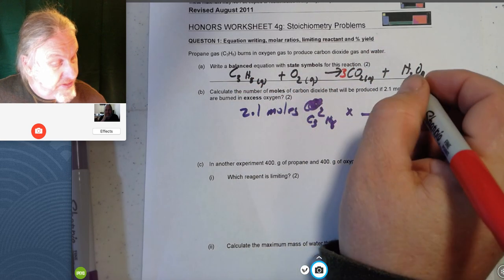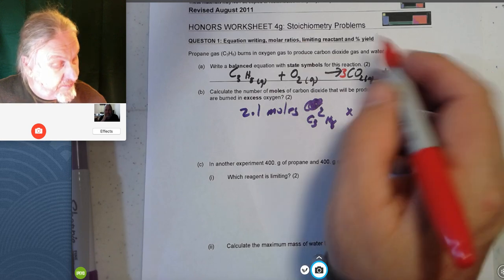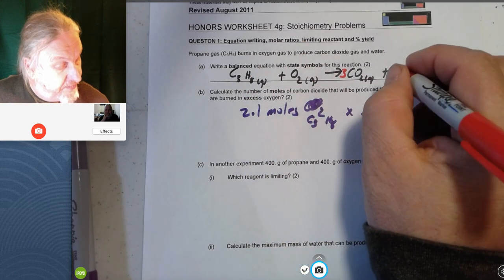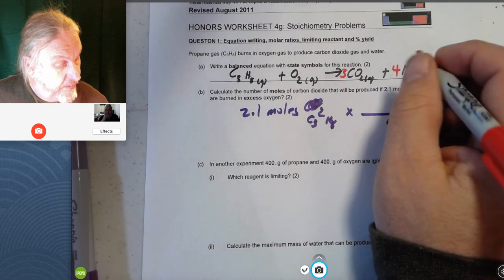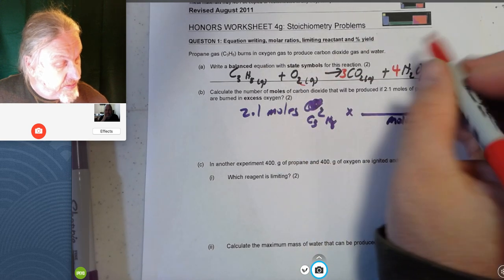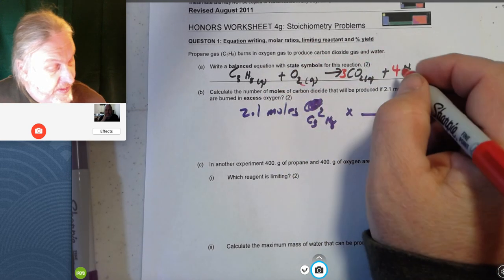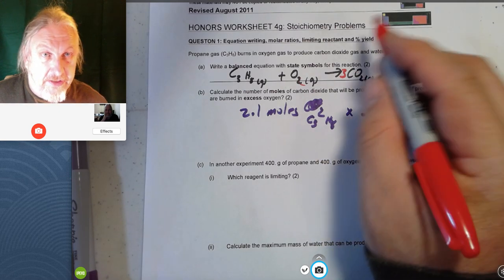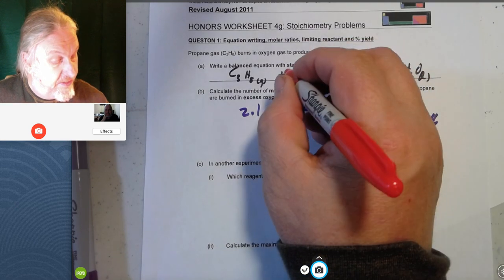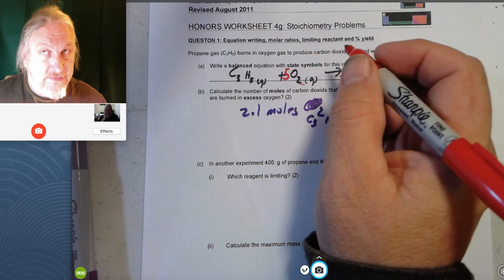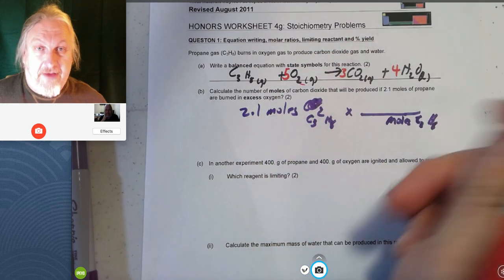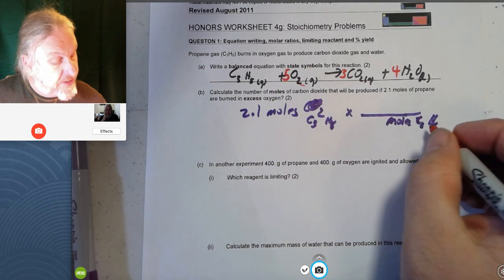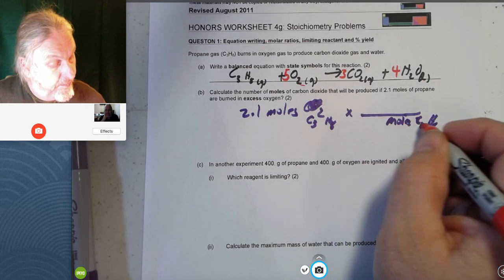Let's look at our hydrogen. I have 4 hydrogens over here and 8 hydrogens over here. Let's put 4. Okay, so that means I have 3 carbons, that's good, and 8 hydrogens, that's good. Now let's look at our oxygen. I have 4 oxygens here and 6 oxygens here. So that means I need 10 oxygens on this side, put a 5 there. That's balanced. So now let's look at our molar ratio.